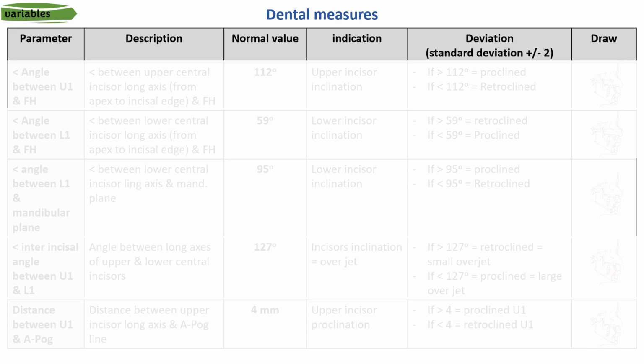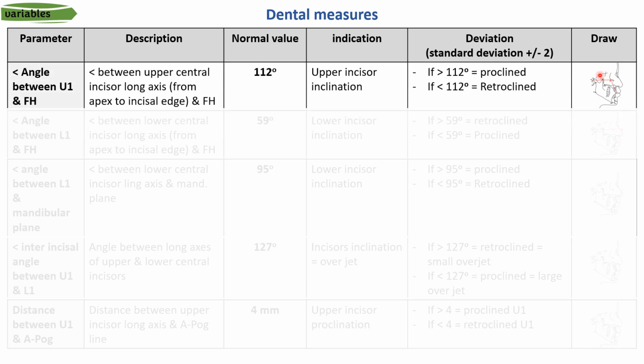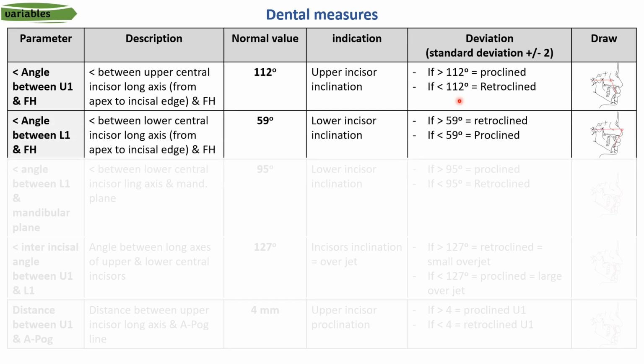Now to the dental measures. The angle between the upper central incisor and the Frankfurt horizontal plane, the mean value is 112, and it indicates the upper incisor inclination. If it increases, it means that the upper incisors are proclined, and if it decreases, it means that the upper incisor is retroclined. The angle between the lower central incisor and the Frankfurt horizontal plane, mean value is 59 degrees, and if it increases, it indicates retroclination of the lower incisor, and if it decreases, it indicates proclination of the lower central incisor.